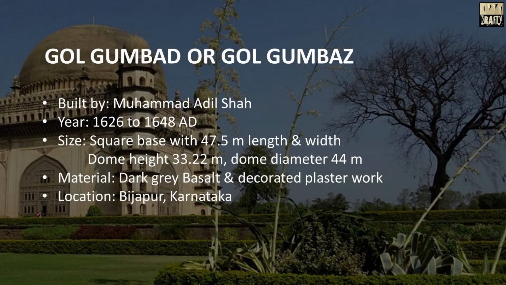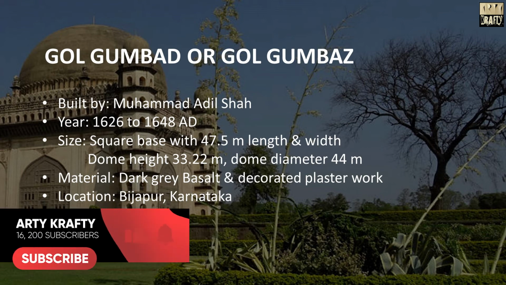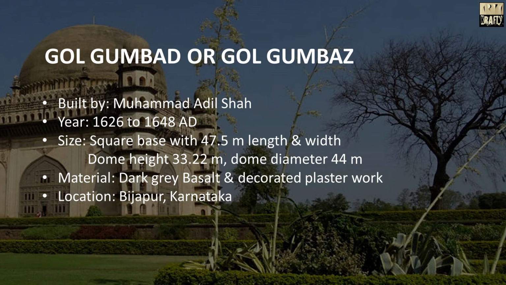Gol Gumbad or Gol Gumbaz, built by Muhammad Adil Shah, year 1626 to 1648 AD. Size: square base with 47.5 meter length and width. Dome height 33.22 meter, dome diameter 44 meter. Material: dark grey basalt and decorated plaster work. Location: Bijapur, Karnataka.